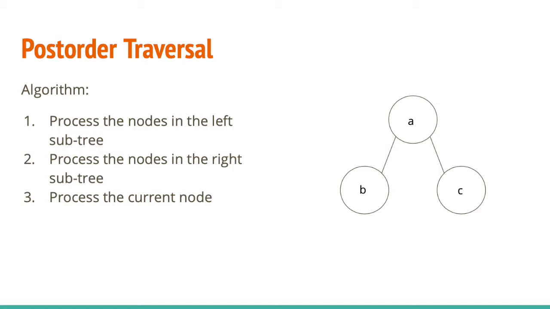Finally, we have post-order traversal. Again, here's the algorithm. First, we will process the nodes in the left subtree. Second, process the nodes in the right subtree. And third, process the current node. So in our example here, we would first process B, then C, and then finally A.